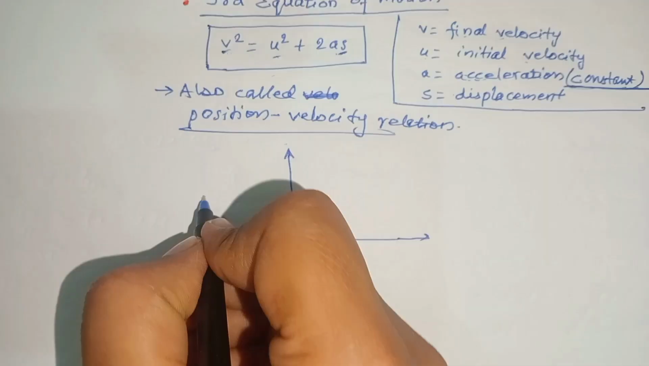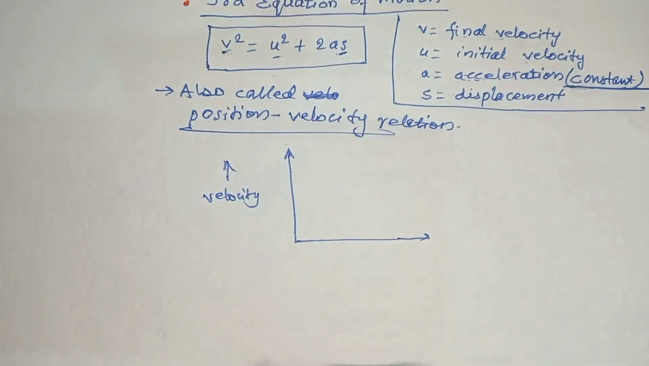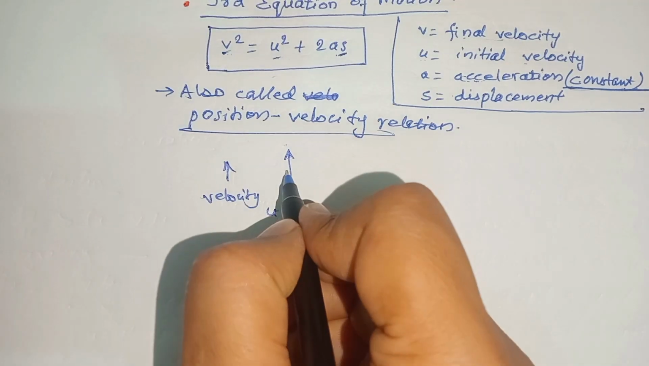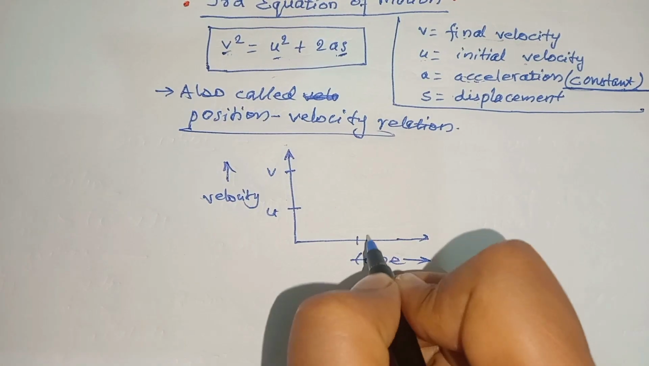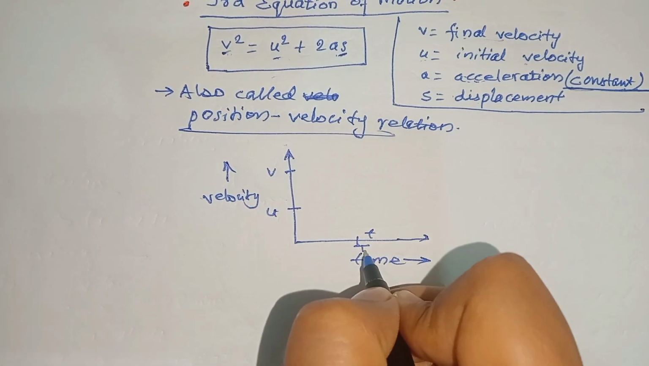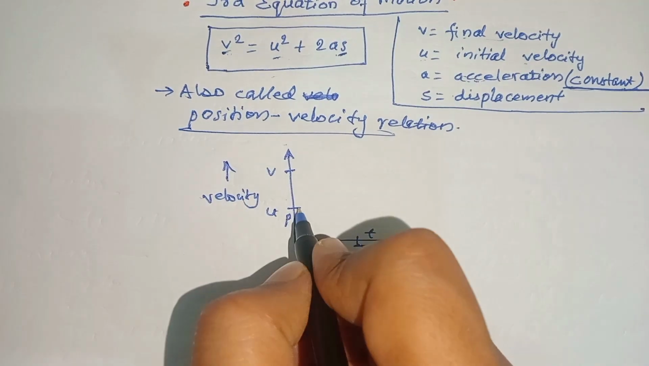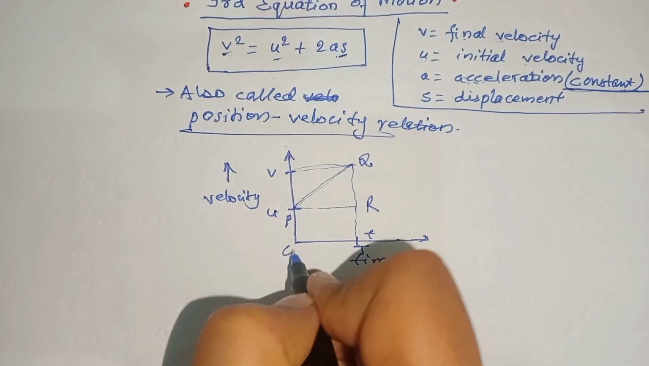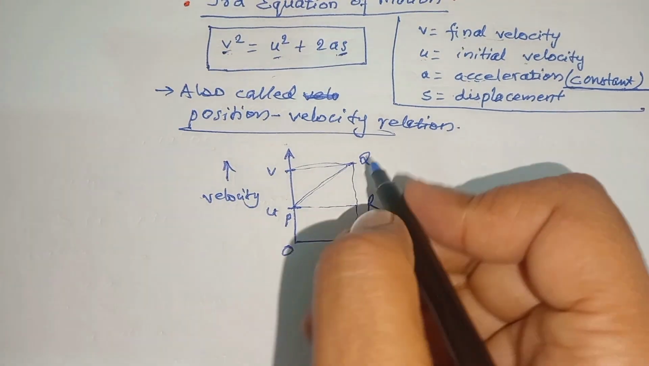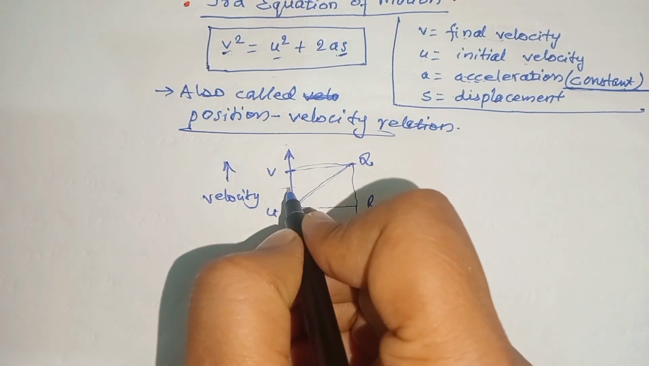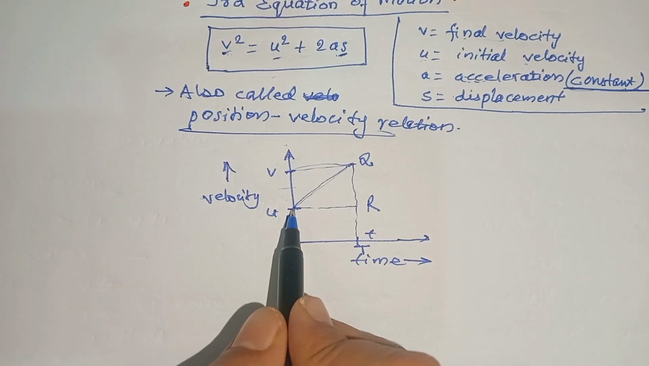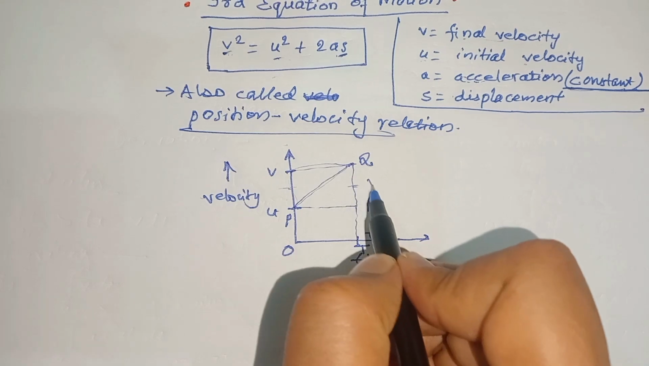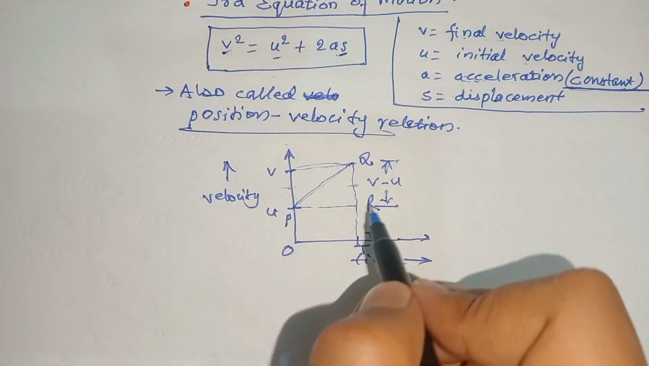Let's plot the graph. This is velocity upside, this is time this way, this is u, the initial velocity, this is the final velocity v, this is time, let it be point t, let it be point p, and let's join this, this is point q, let it be r, this is o. In this diagram, this distance will be v minus u, and this is also equal to v minus u.